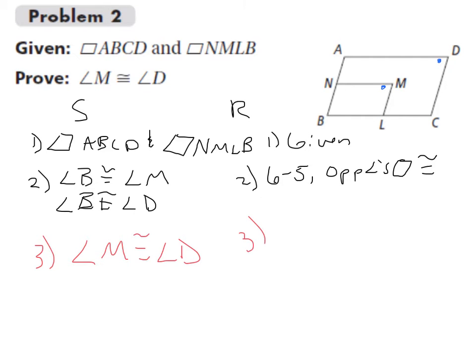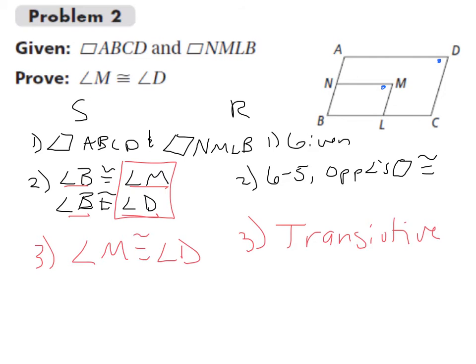Now that I have that statement, I can write that angle M is congruent to angle D. The reason I can say that is my transitive property. So this is thinking way back when. If I know angle B is congruent to angle M and angle B is congruent to angle D, then I know that my other two angles will be congruent.